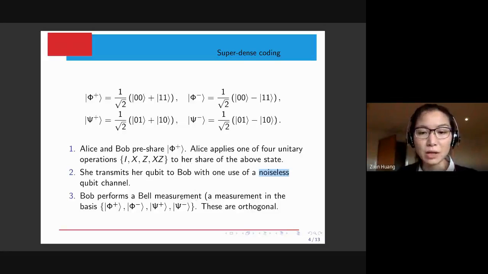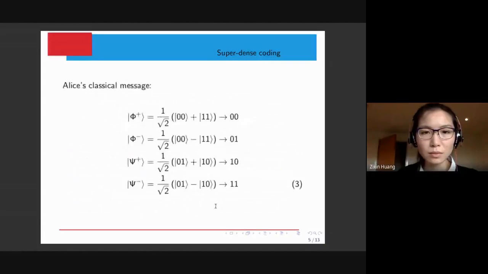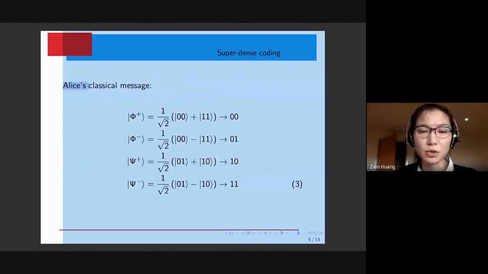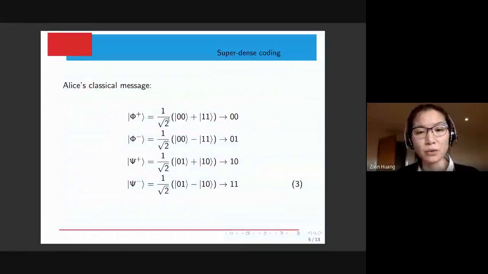depending on the outcome, that will simply correspond to Alice's message. So for example, Alice and Bob can agree on the fact that if they have a phi plus, they will call that a 0, 0. If they have the phi minus, they'll call it a 0, 1. And a psi plus, they'll call it a 1, 0, and a psi minus a 1, 1. So the classical message contains 2 bits, but Alice, in this case, has sent over a single quantum bit.